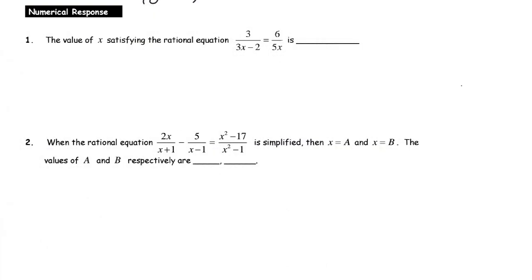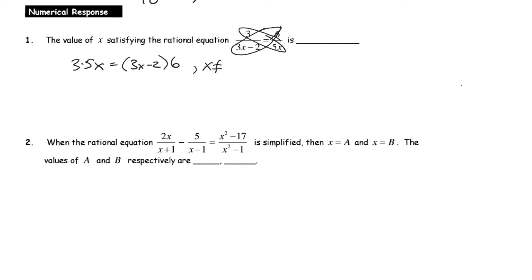Okay, so for this next question, we're going to find the value of x satisfying the rational equation, and we've got 3 over 3x minus 2 is equal to 6 over 5x. The value of x that satisfies this is, okay, well, first of all, it doesn't look like there's any factoring that can be done there, but I do have fraction equal to fraction, so I've got a proportion here, so I can apply that cross multiplication, so it will be 3 times 5x will equal 3x minus 2 multiplied by 6. Okay, and under the stipulation here, remember, we've got to identify the non-permissibles.